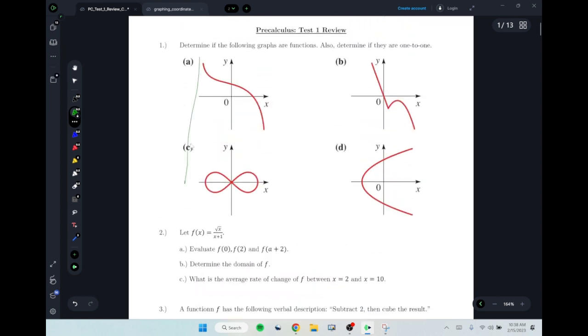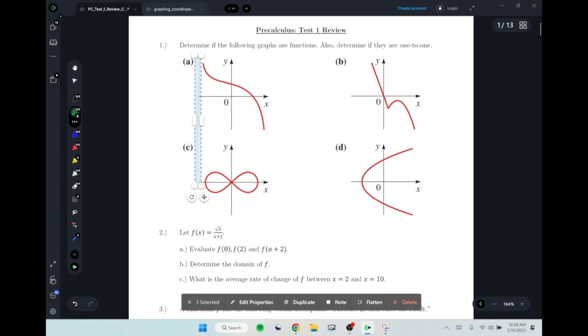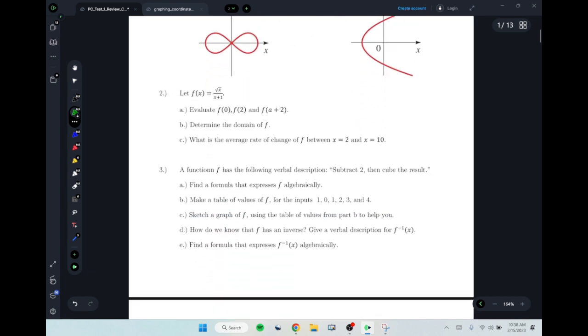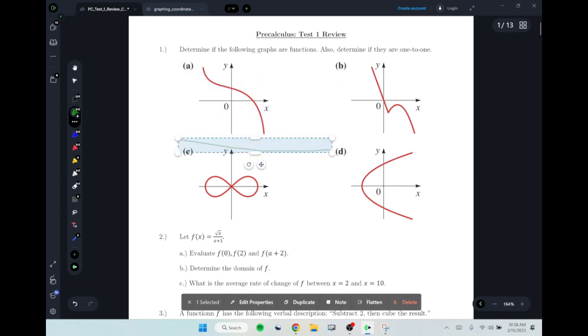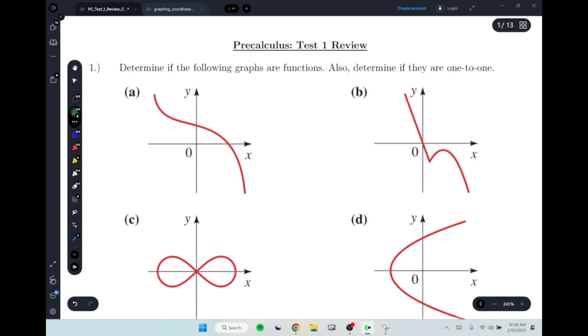Do both tests. Vertical line test, and horizontal line test. Two different tests. Do both tests. For the horizontal one, just draw a horizontal line and slide it down. No, I was asking what the test was again. It's what you guess. You tell me. Read the instructions and you tell me. If they're one-to-one. Oh, that's it.